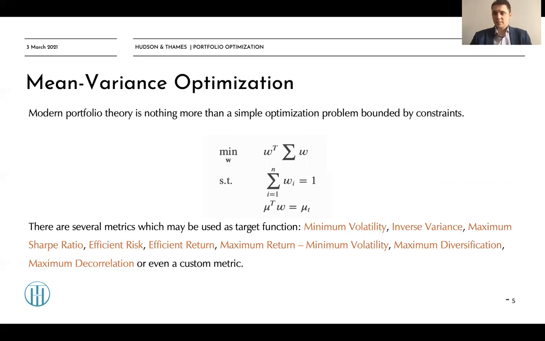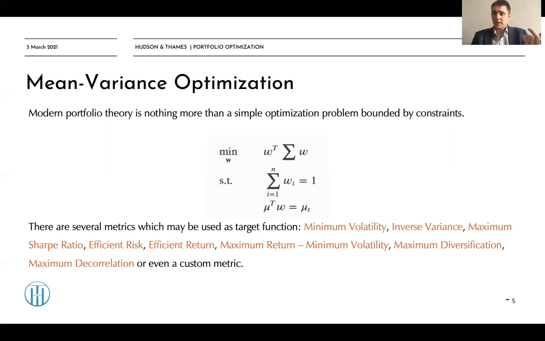So let's start with mean variance optimization. Mean variance optimization is also called modern portfolio theory or Markowitz portfolio theory, and it was introduced by Harry Markowitz. This is the algorithm for which he received the Nobel Prize, I think in economics. Modern portfolio theory is nothing more than a simple optimization problem bounded by constraints. What mean variance and modern portfolio theory do is try to minimize the volatility of our portfolio subject to several constraints. So what are the constraints which may be present in our optimization problem?